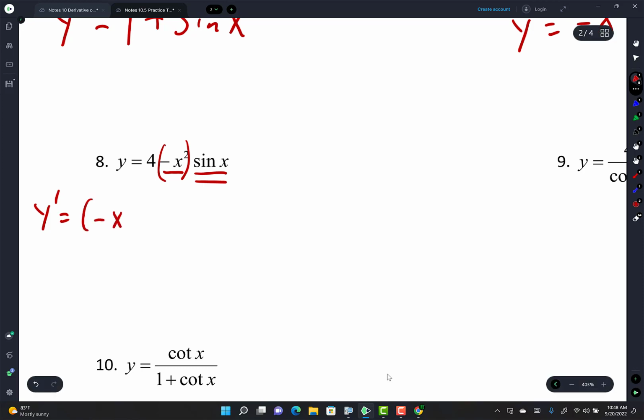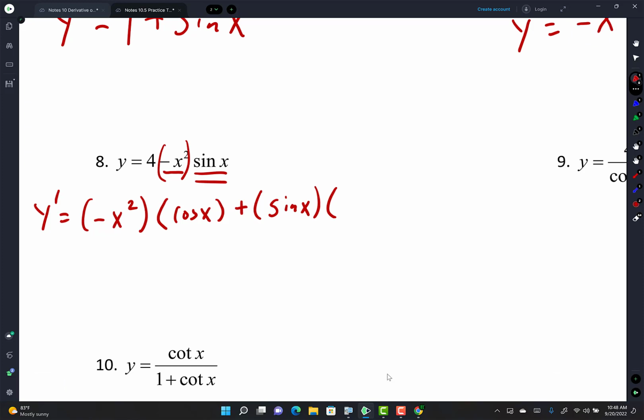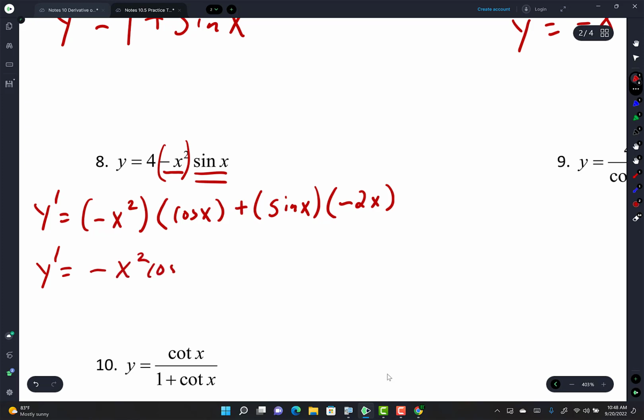First, negative x squared times derivative of the second. What's the derivative of sine x? Cosine x. Plus or minus? Plus. The product rule is always plus. Plus the second, sine x, times derivative of the first. What's the derivative of negative x squared? Negative 2x. You are done with the calculus. The rest is just algebra, guys. So here we go. Y prime, I'm just making it look pretty. Negative x squared cosine x minus 2x sine x. Done. Cool or not cool?